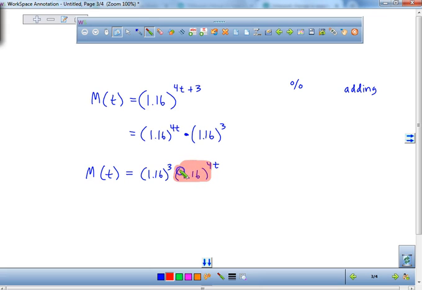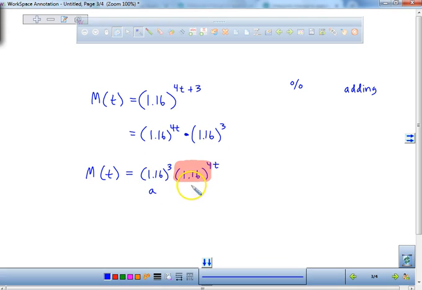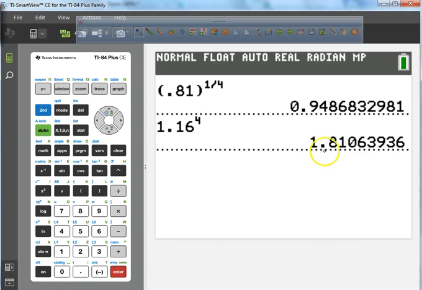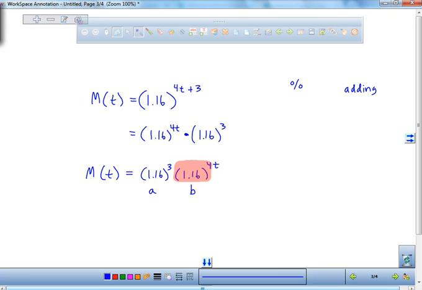And then grab the calculator. I'm going to take that part. This is my a value. This is my b value. So in the calculator, I'm going to type in 1.16 to the power of 4. Press enter. It says 1.81. 1.81. Okay, so here we go. 1.81 to the power of t.